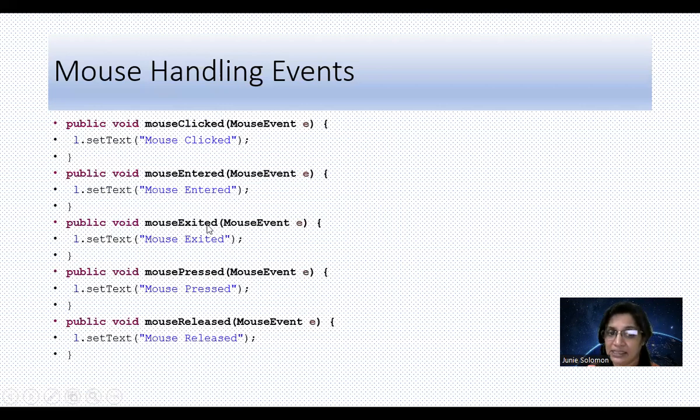Again, I said exited. How many methods are there? Five methods. That is, mouseExited is another method. This also takes mouse event. And here I said that if you are exiting, it will give you the text mouse exited. And when you press the mouse, it will give you the text mouse pressed. And when you release the mouse, that will set the text as mouse released.